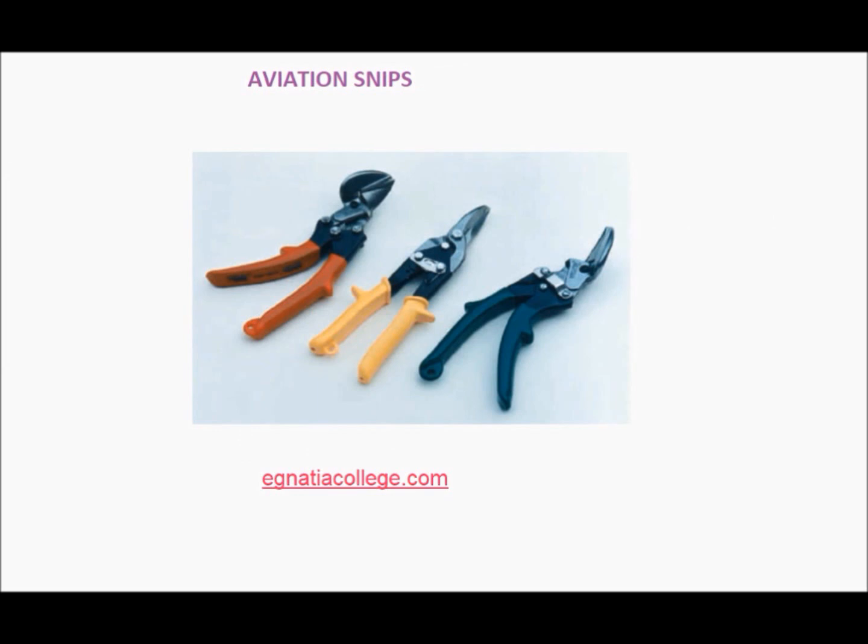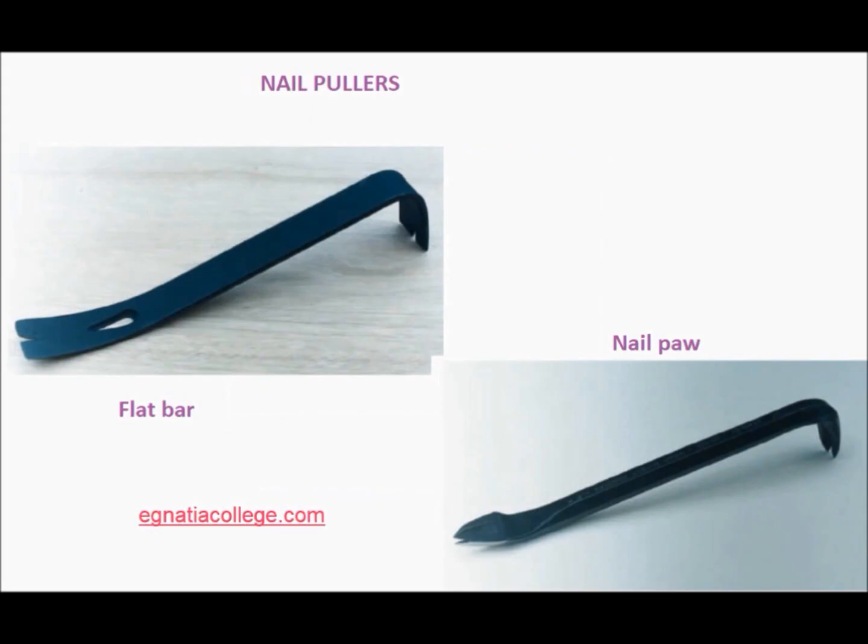Aviation shears are also known as tin snips. The three most common styles are those that cut in straight, left, or right directions. Their cushion grip handles are color-coded indicating their direction of cut. Many manufacturers use a standard color code that indicates yellow is a straight cut, red is a left cut, and green is a right cut. Nail pullers.